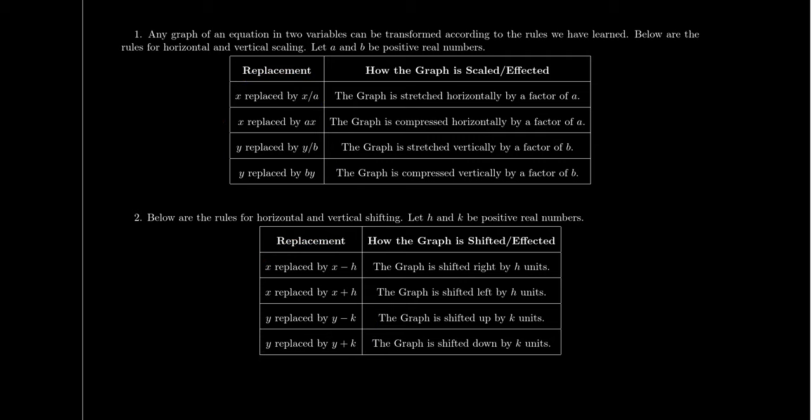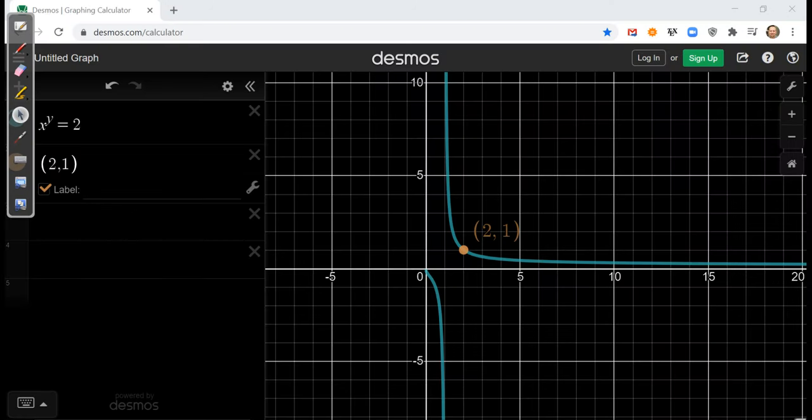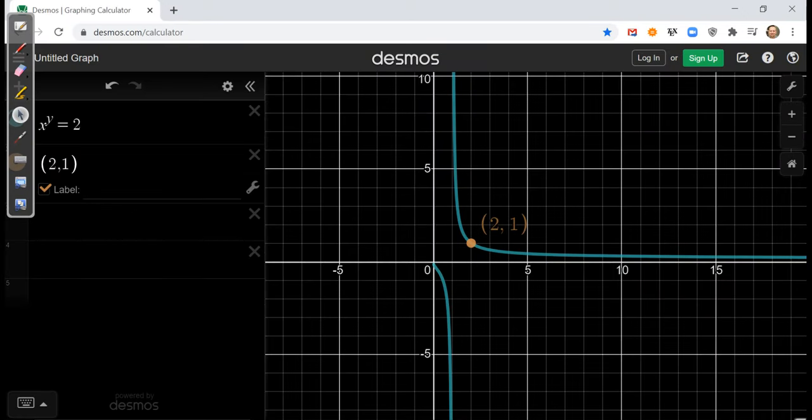And so let's use an example of a function that's not going to necessarily be something we're familiar with. We're going to take the function x to the y equals 2. That is, our variable x is raised to the y power, and that equals 2. So we're going to switch over to Desmos right here and show you what this graph looks like.